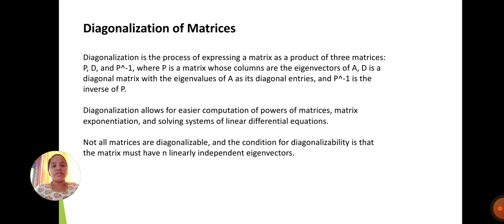Diagonalization allows for easier computations of powers of the matrix, matrix exponential, and solving systems of linear differential equations. Not all matrices are diagonalizable, and the condition for diagonalizability is that the matrix must have linearly independent eigenvectors.